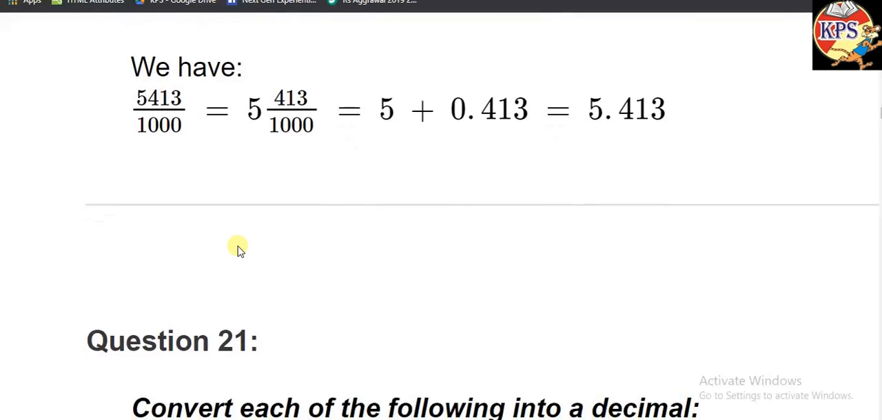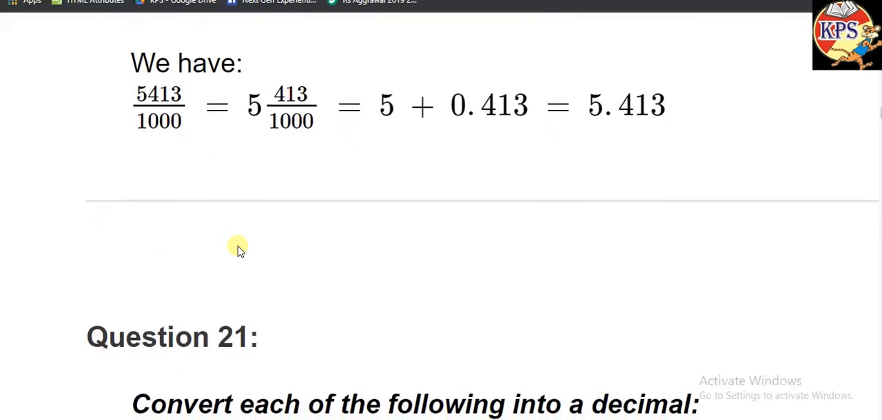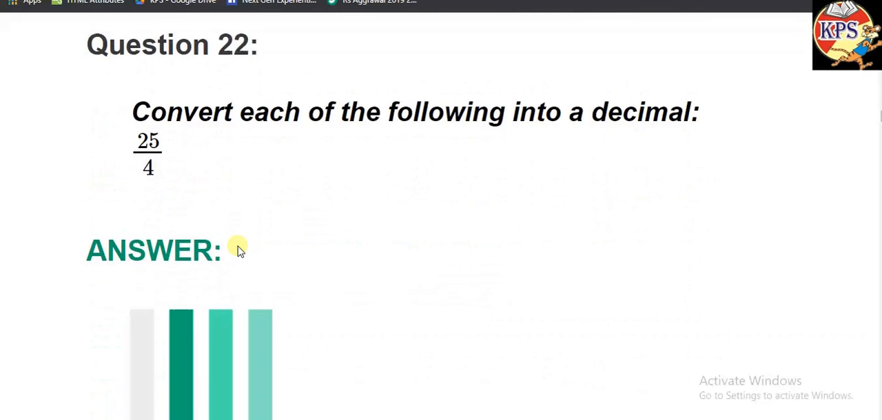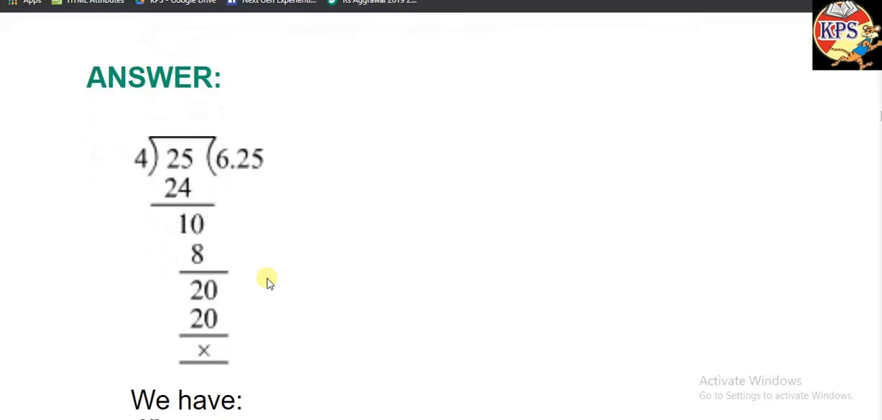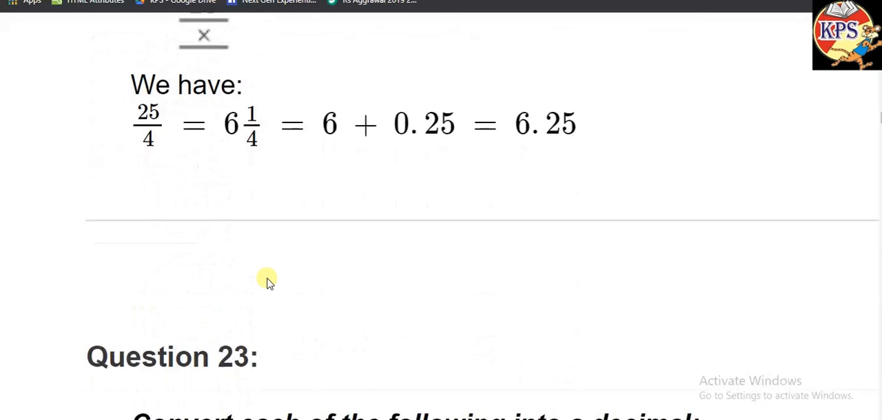Okay, so till question 21, all the questions are the same, meaning it depends on the zeros. However many zeros are given, you can write it as a decimal number. So here 25 upon 4 is given. So how will you convert it into a decimal? You have to divide these numbers, you will get the answer 6.25.